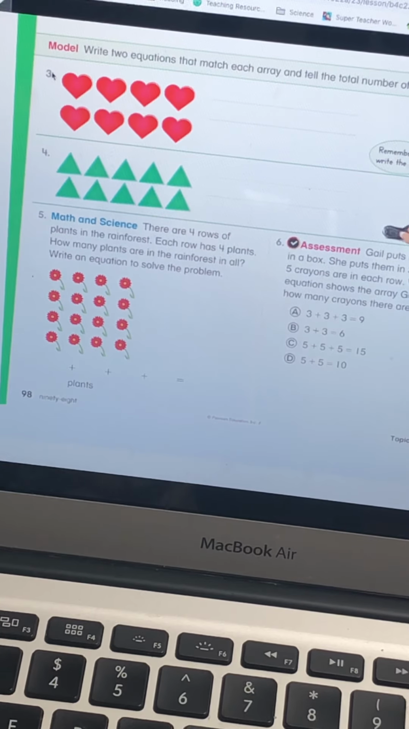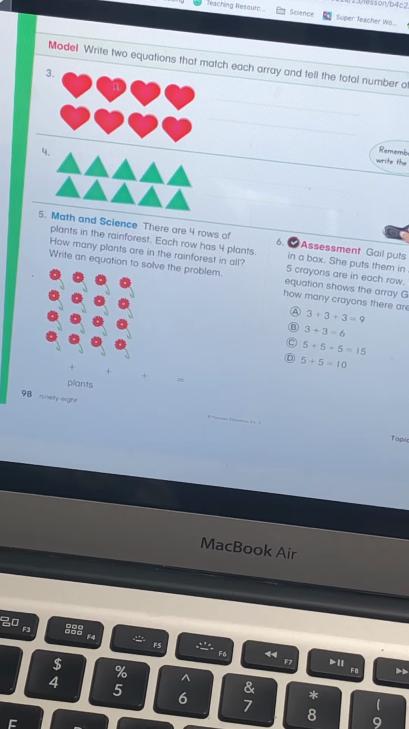All right, so you have right here hearts that are red and green triangles. And it says write 2 equations that match each array and tell the total number of objects. Well, some of you see that and you start freaking out, because that's a lot of words. Basically, what you're doing is what we just did before. They're just explaining what they want you to do.